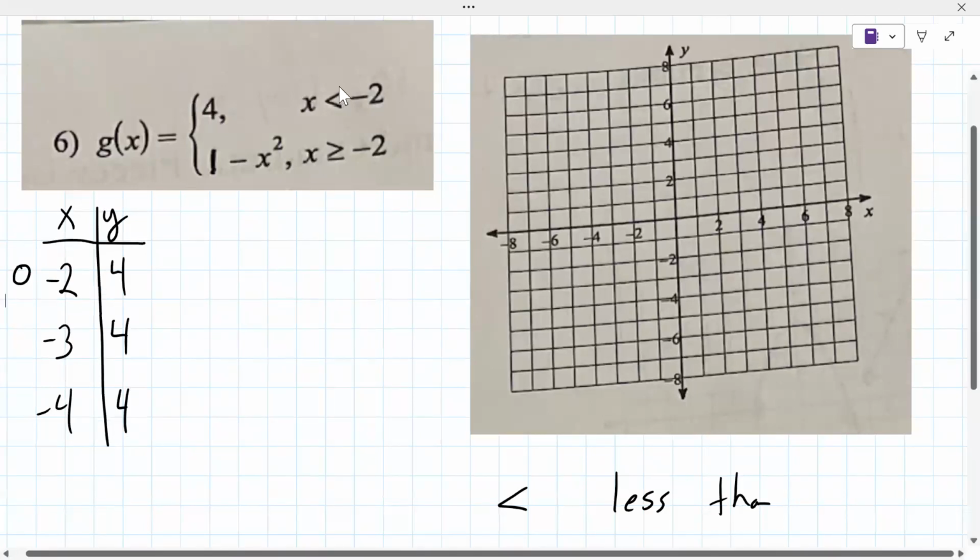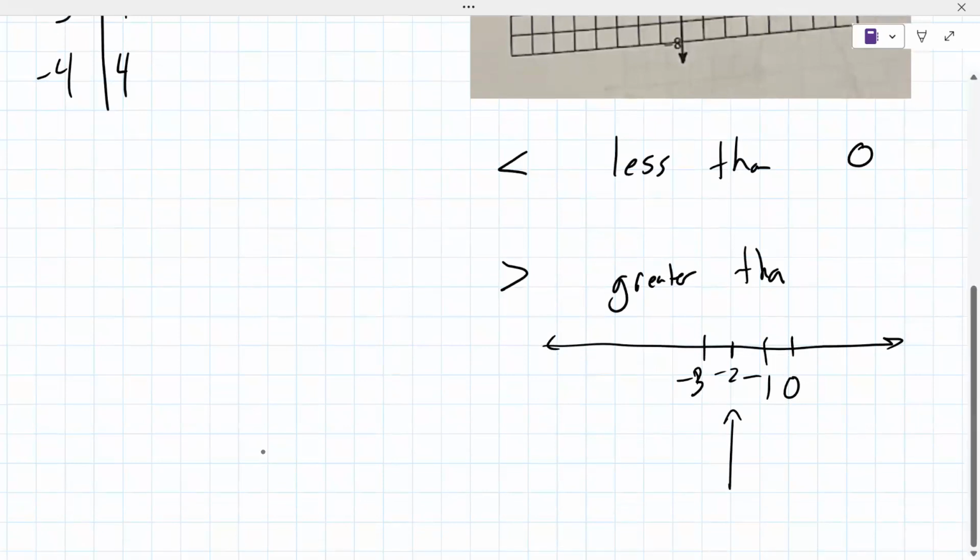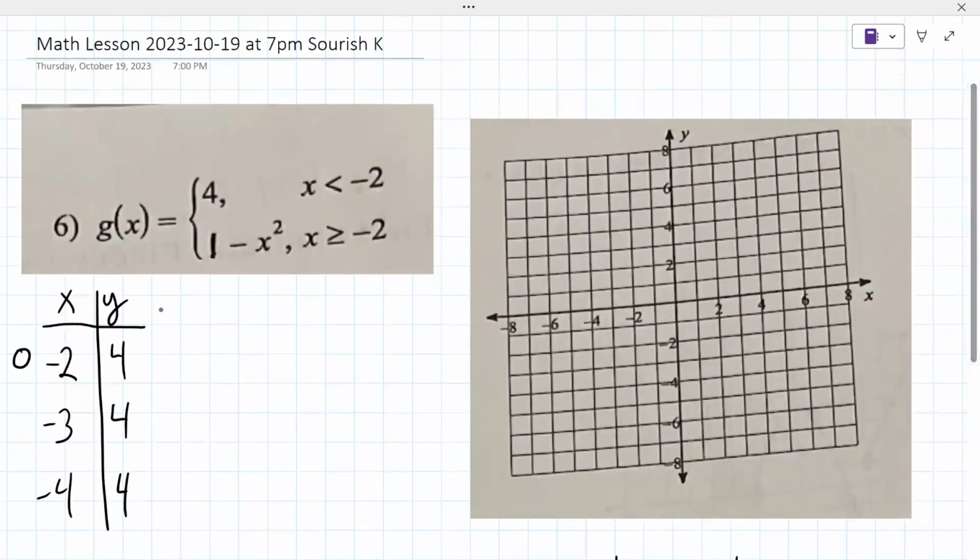It's an open circle because it's a less than. Less than or greater than are both open circles. Okay, so at -2, 4, you're going to put an open circle there. Is that all open circle? Okay, let me write it down.